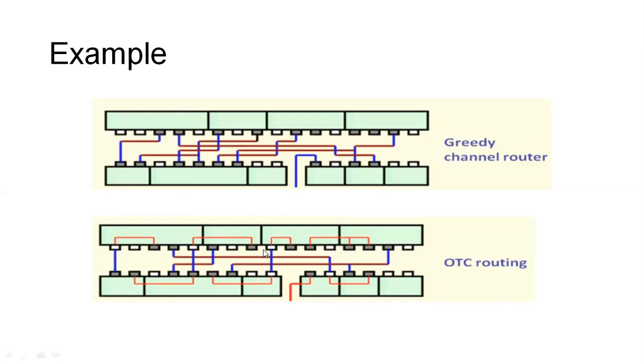So here, instead of 4 tracks, what we require in greedy channel router, I need only 2 tracks, which means this row and this row can be brought closer together. Okay, which means I'll be reducing the channel height. So the other connections can be carried out over the cells.